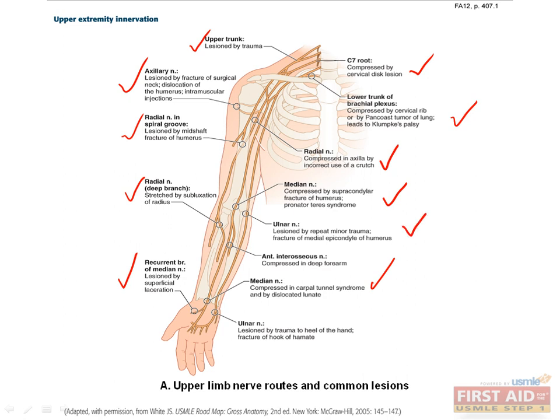Proximal injuries of the ulnar nerve can occur with repeated minor trauma to the medial portion of the arm, where the ulnar nerve is still fairly superficial and accessible. This is the so-called funny bone. Proximal ulnar nerve injuries also occur by fractures of the medial epicondyle.